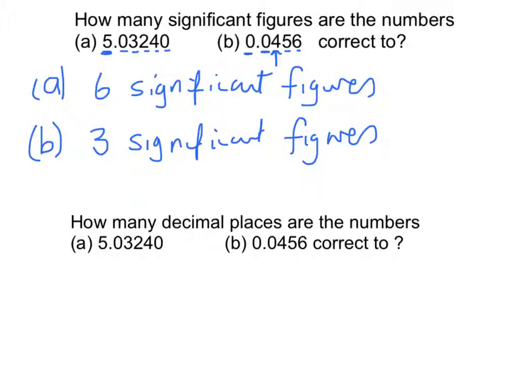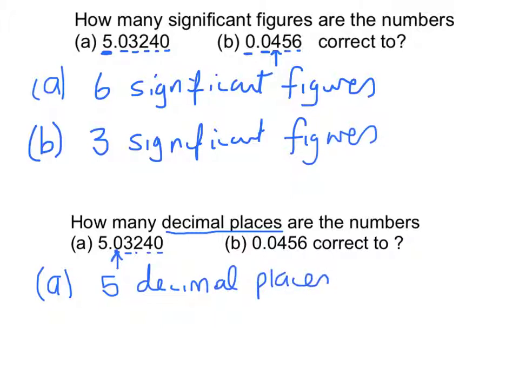Now, can I ask you to pause the video again and repeat the same question, except this time tell me how many decimal places these two numbers are correct to. Okay, if we look at part A, to find the number of decimal places a number is correct to, you count every digit after the decimal point. So we begin at the 0, that's the first one, 1, 2, 3, 4, 5. So this number is correct to 5 decimal places.